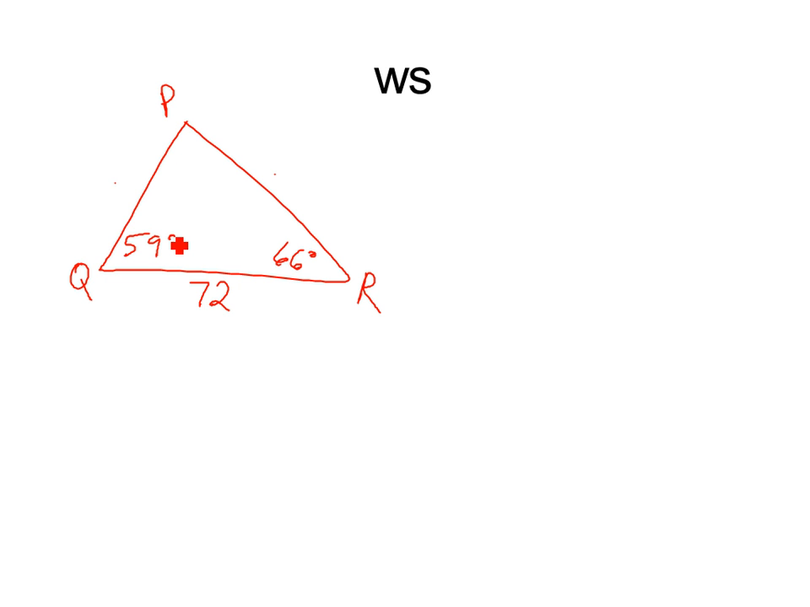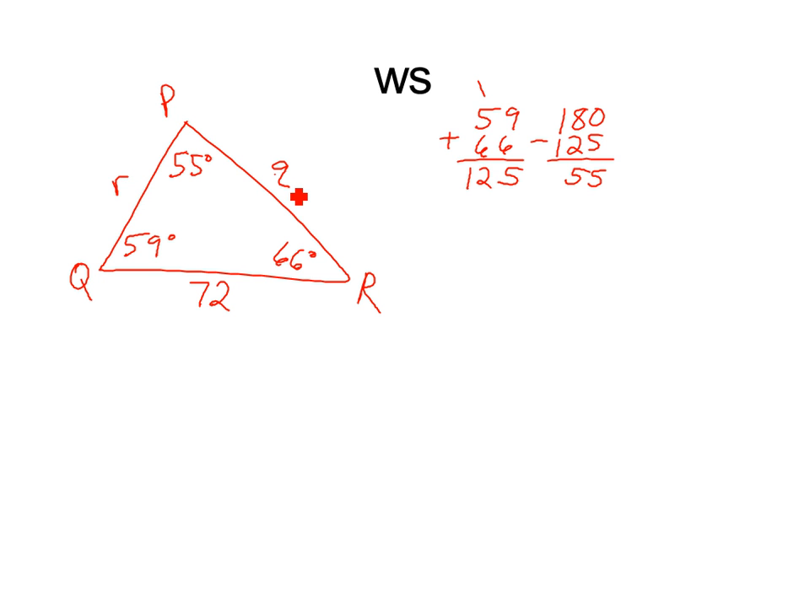Well, the easiest thing to find first is angle P, because 59 plus 66, that's 125. Then you just subtract that from 180, you get 55, so this angle up here has to be 55 degrees. So that's one of the things they wanted us to find. Now we've got to find the other two sides, which is little r and little q.